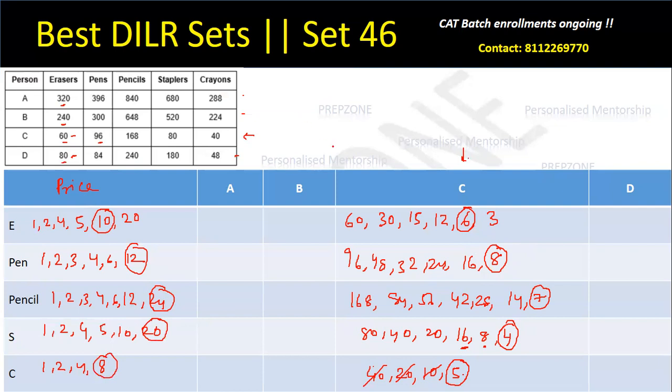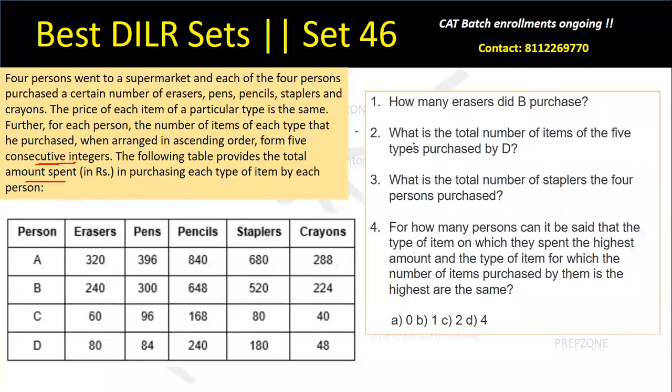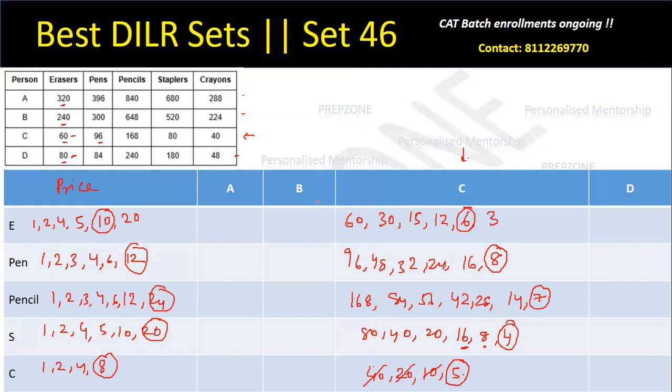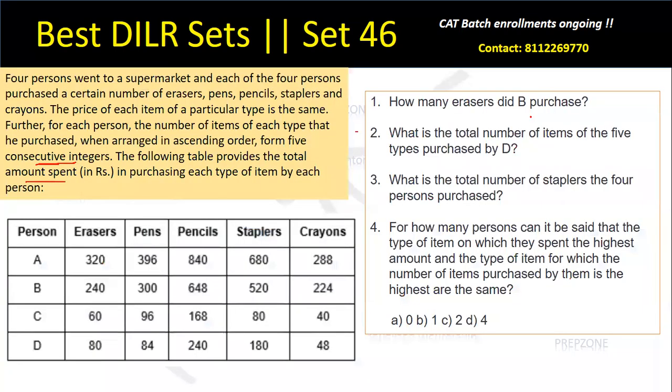If I know this, तो मैं बाकी सारी टेबल्स भी फिल कर सकता हूँ कि A ने कितना परचेज किया, कितना क्या किया, right? Let's see, the question ने क्या बोला? How many erasers did B purchase, right? So I will not fill the entire table. B ने erasers कितने परचेज किए? So B का eraser is 240. 240 by 10 is 24, right? So the answer is 24.